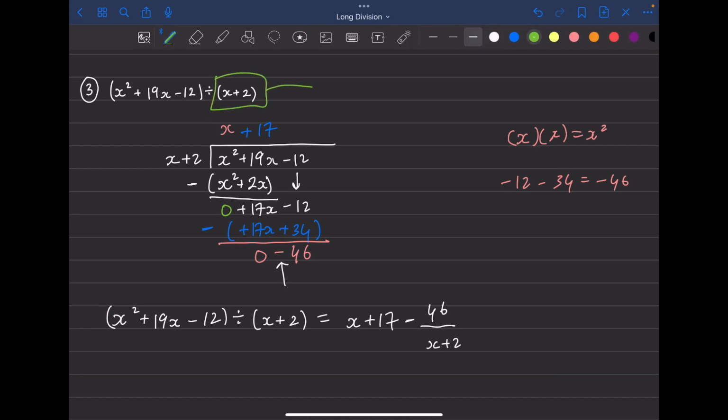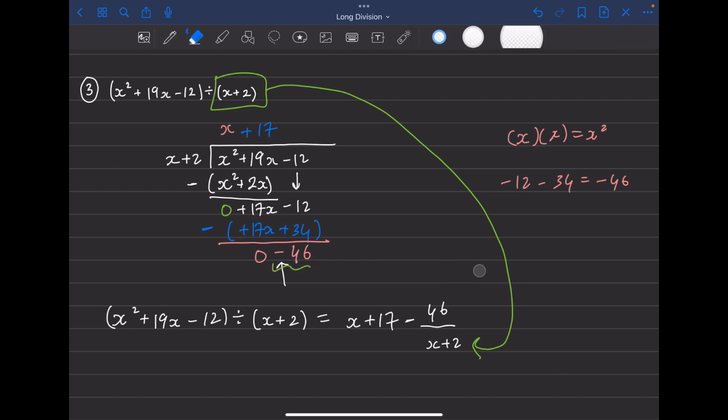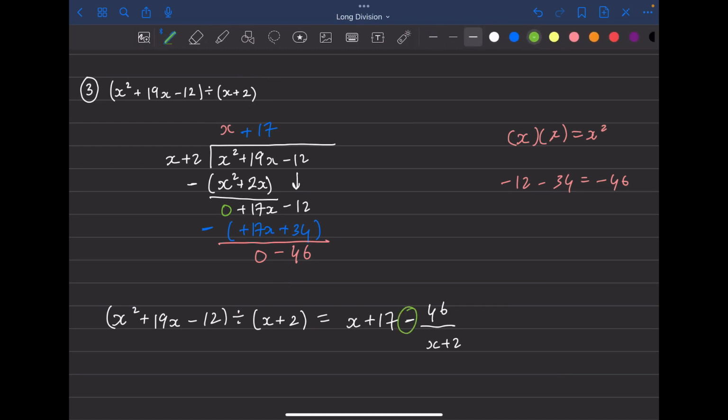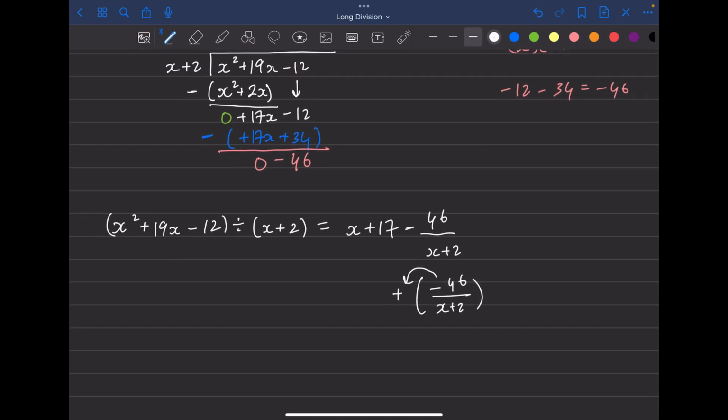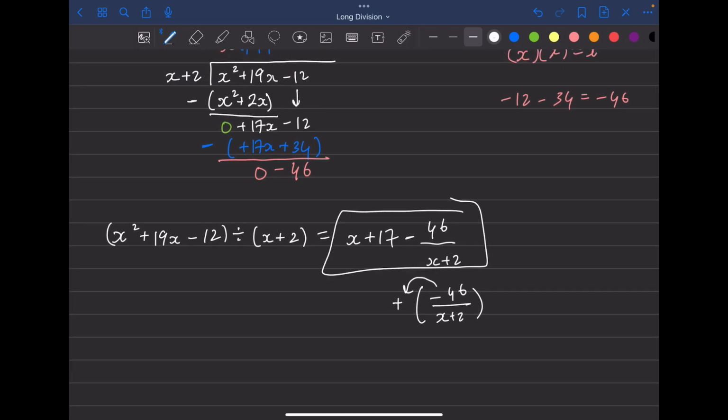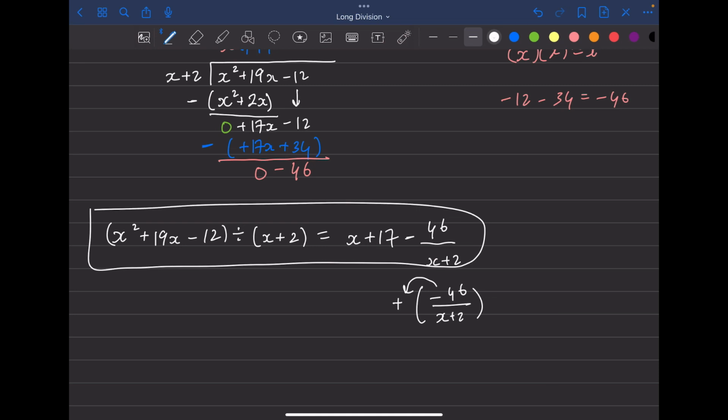X plus 2 is what we're dividing by, so that's going to be the denominator, and the remainder is going to be the numerator. And once again, you might have missed how I got the negative, but we usually always add. So imagine adding plus negative 46 over x plus 2. That negative just pops out, and we have this, x plus 17 minus 46 over x plus 2. And we are done. This is our final answer, and we can move on to the next question.